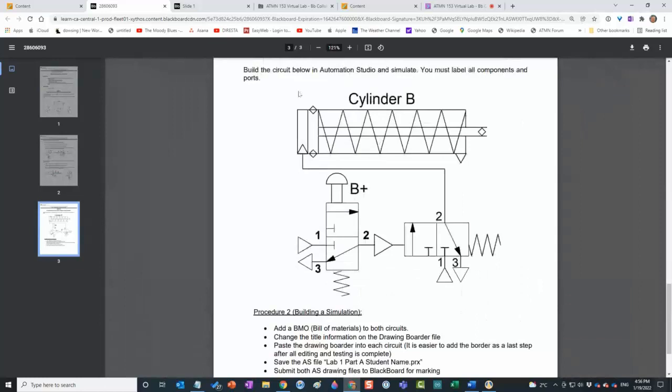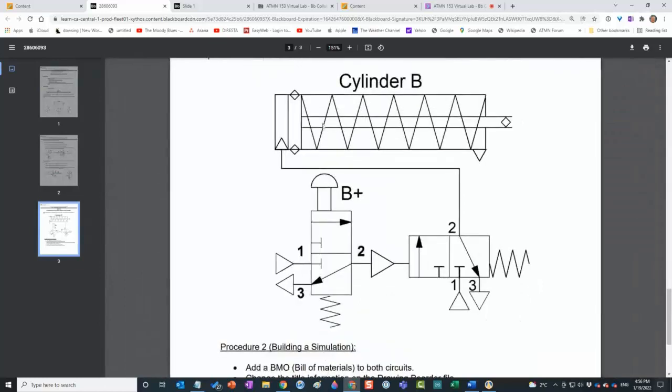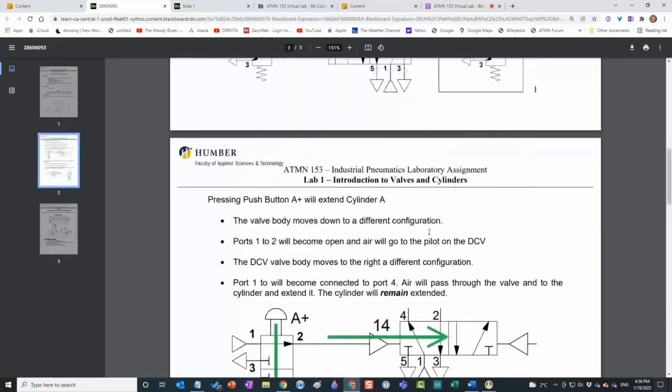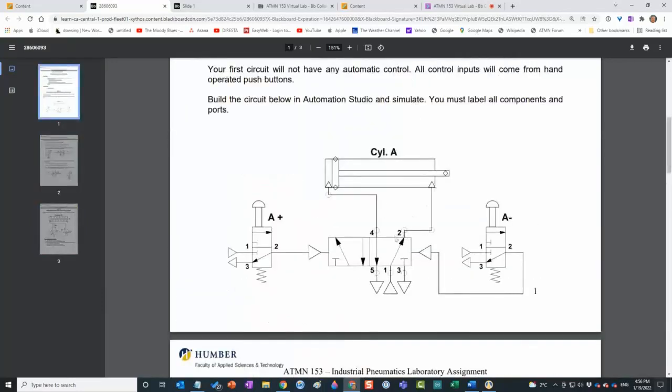So this guy is a different kind of cylinder. This cylinder's got a spring in it, so it already automatically has a normal state. It wants to retract. So all we really need to do is either put pressurized air in here to extend it or let the pressurized air go to retract it. So our DCV in this case doesn't need to be a 5-port. The reason we're using a 5-port is because we need to allow the air to exhaust out here.